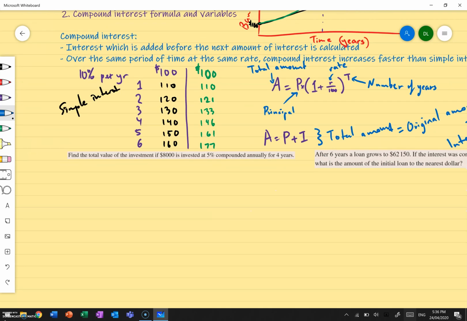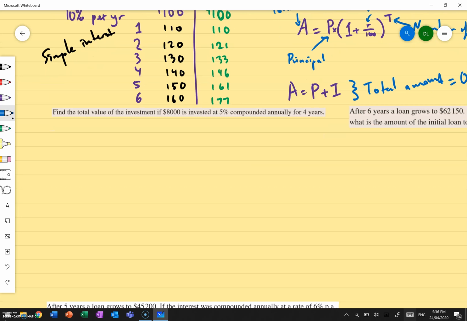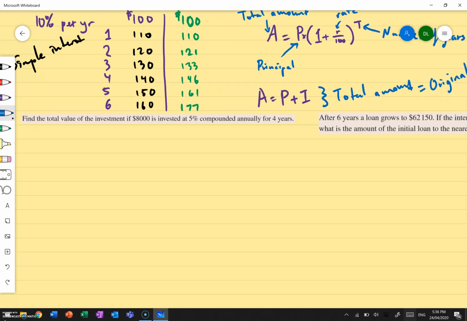Let's go ahead and use our formula in one of these questions. So first question is, find the total value of the investment if $8,000 is invested at 5% compounded annually for 4 years. So it's compounded annually, and I need to find the total value. My total value, that would be A.